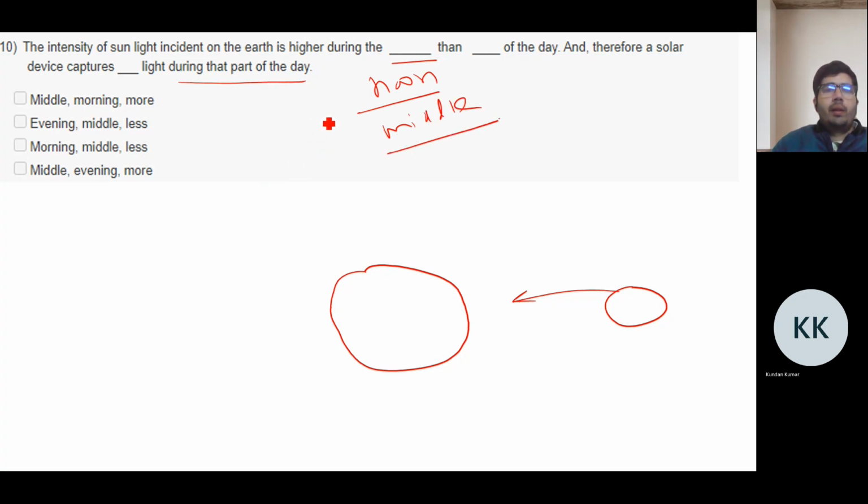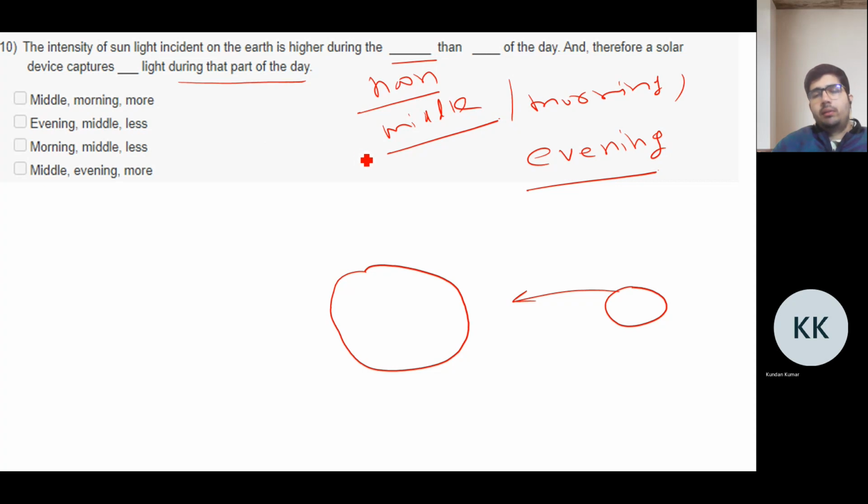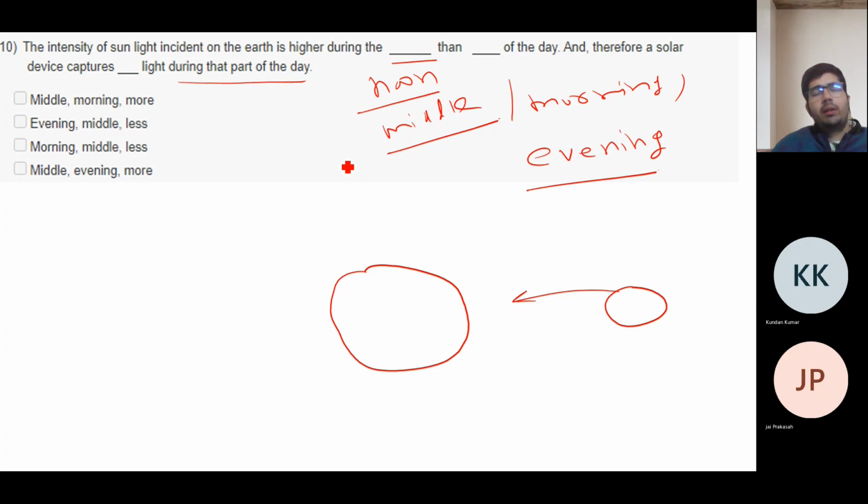Then morning and evening, because in the morning and in the evening the location of the particular area, because the Earth is rotating, is receiving less energy. Suppose at morning time you are at this area, so you will receive more heat, but after evening time you are at this area, so you will receive less heat, and at night time you will come to this area, so it will be dark.